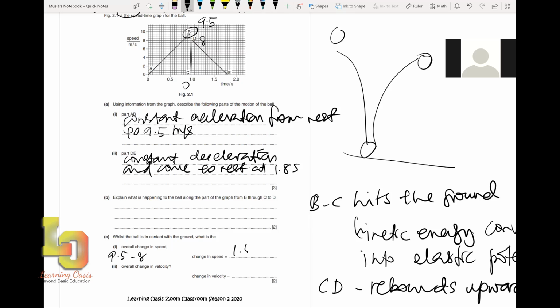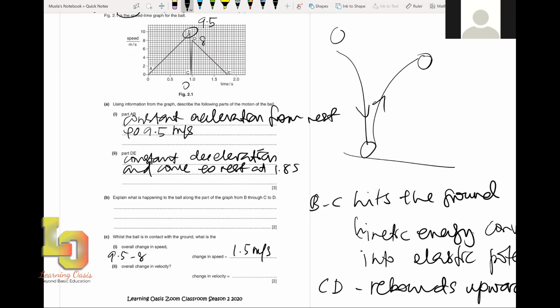meters per second. But what is the overall change in velocity? Remember, it falls down and then it goes up. And remember, what's the difference between velocity and speed? Velocity is speed in a direction. So what's your answer, Balkis? Negative 4? Nina? Negative 1.5.